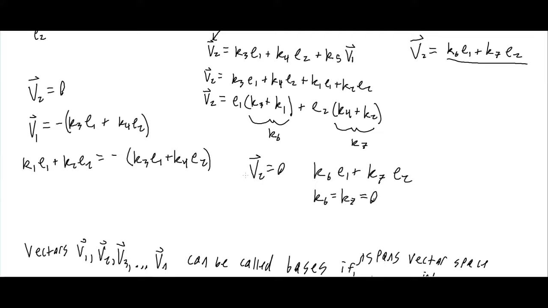Everything can be represented as a linear combination like this, and none of the elements are any other linear combination. So everything is sort of irreducible. It's down to this sort of irreducible form here. That is when it is linearly independent.